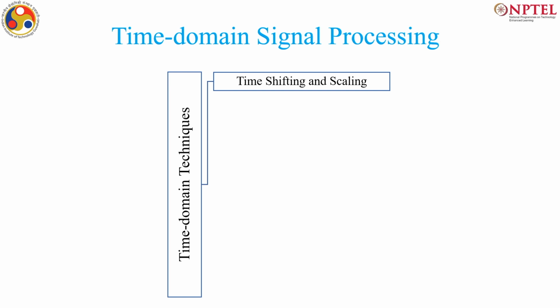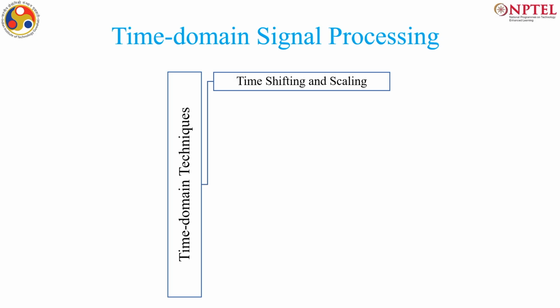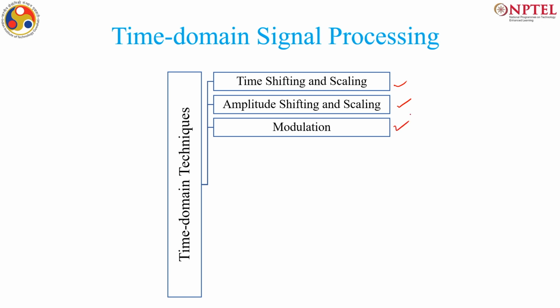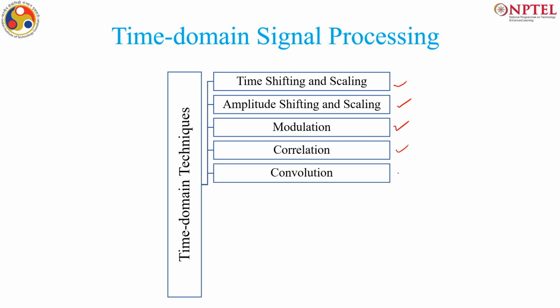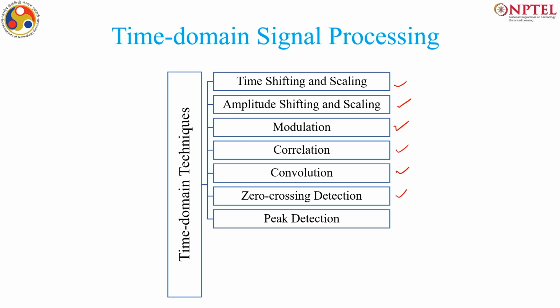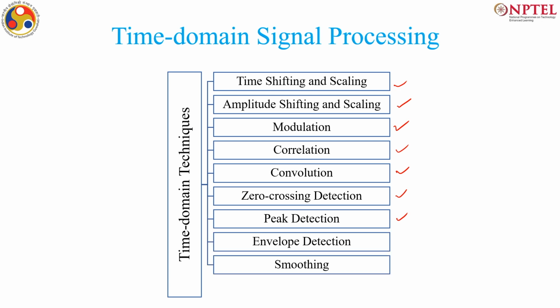To recap what we learned in time domain signal processing so far, we learned about time shifting and scaling, amplitude shifting and scaling, modulation, correlation, convolution and zero crossing detection. We also studied peak detection. Today we are going to study envelope detection and smoothing, with pattern matching being the remaining topic.